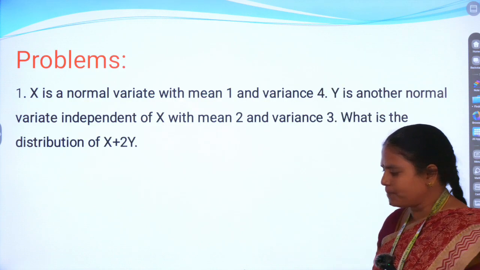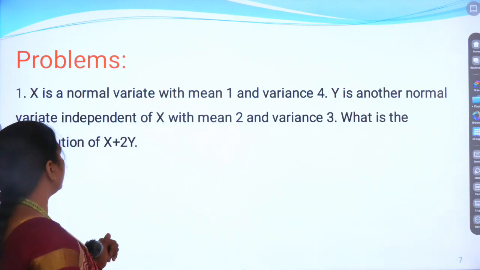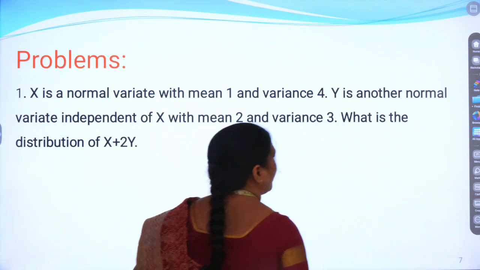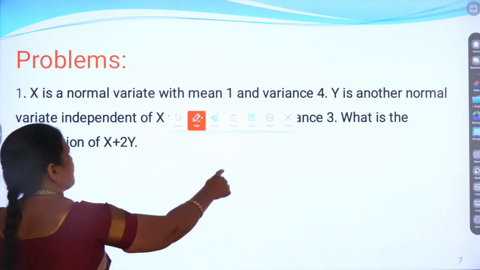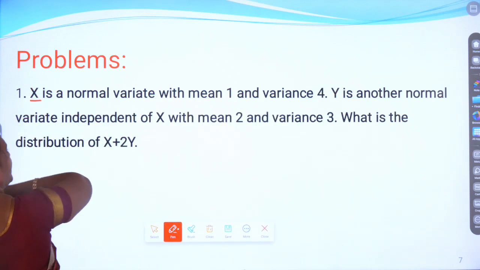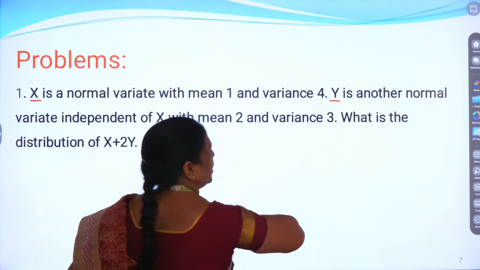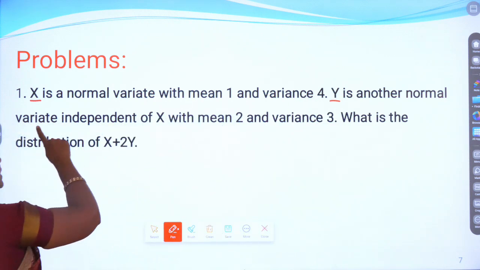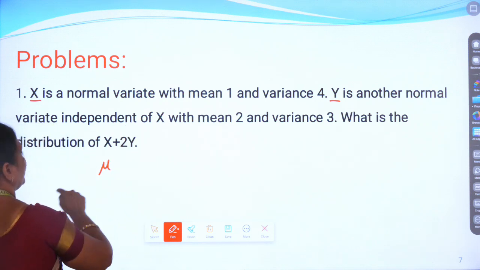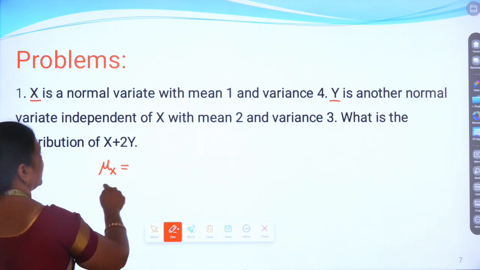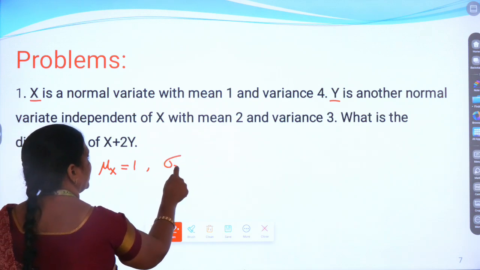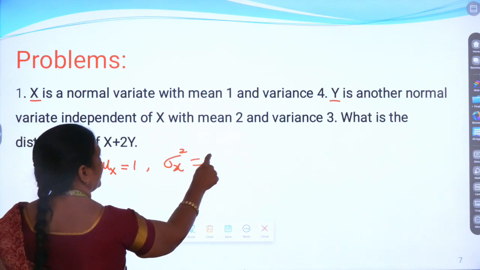Next, we are going to solve the problems. The first problem: x is a normal variate. In the first problem, we have two normal variables, x and y, two normal random variables. In both they have given the mean and variance, so we are going to differentiate. The mean of x we denote as mu x. Mean is given as 1 for the x random variable, and the variance, which we denote as sigma x square, is given as 4.